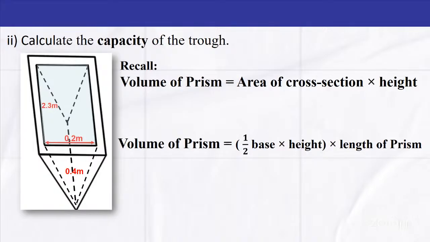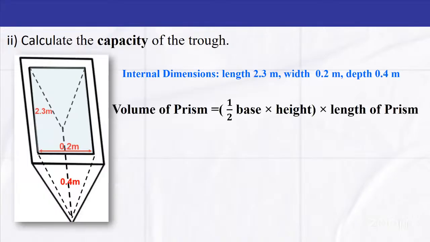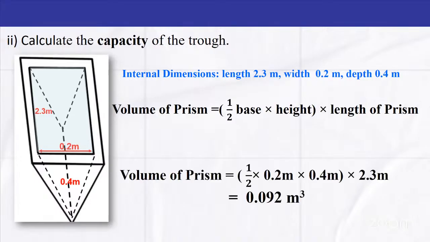All right, great. So we can go ahead and fill in that information, and we already know the length of our prism. So we have the internal dimension, the length is 0.3, the width is 0.2, and the depth is 0.4. So in this case, the volume of our prism is going to be a half of the base multiplied by the depth. And of course, we're going to now multiply that by the length of the prism, which is 2.3 meters.